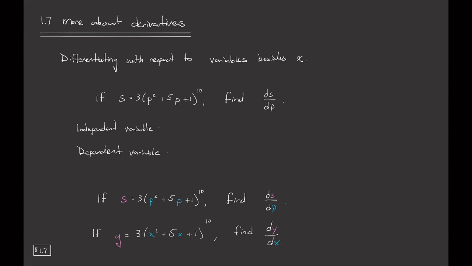The default we will tend to use is the independent variable being x and the dependent variable being y. But there's nothing saying that we couldn't just relabel these and call them something different. So for instance, if we had this function here, where s is a function of p, what we might try to do is find the change in s over the change in p.